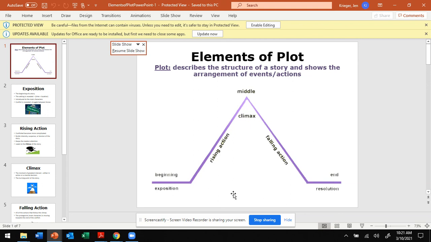Okay, so we're not writing big paragraphs here, just summing up in a sentence or two the major events that happen in the beginning, middle, and end of our short story.